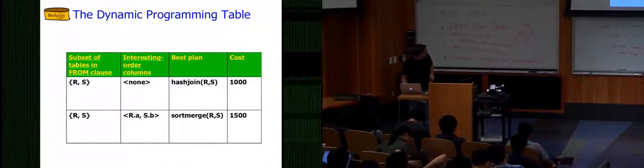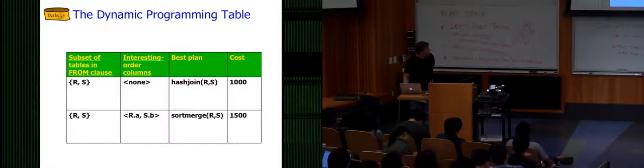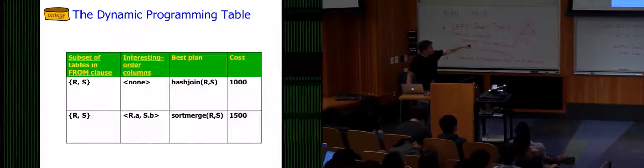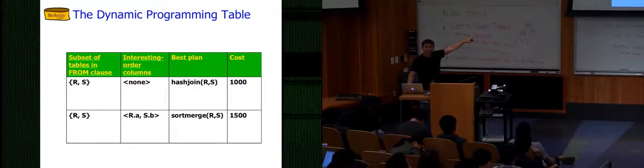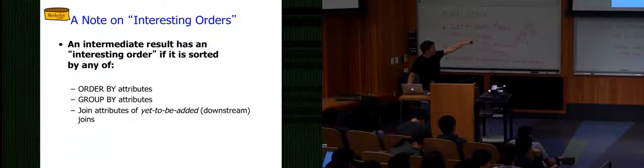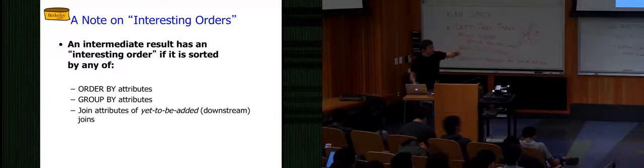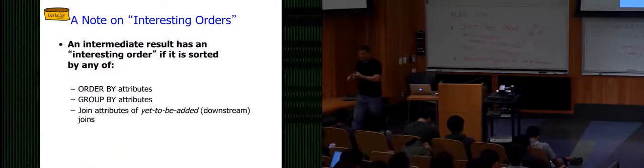Okay? Well, then having this sorted means maybe we can do a really cheap sort merge join with T. All right? So it's an interesting order to see that it's ordered by R.A S.B because it could be used in a join with T on R.A. So things are interesting if there's still work to be done later in the query that's either order by, group by, or join on that attribute. Okay, so those are our interesting orders.